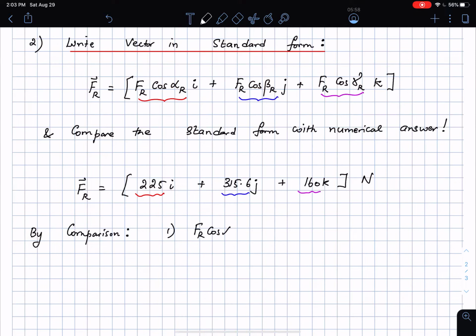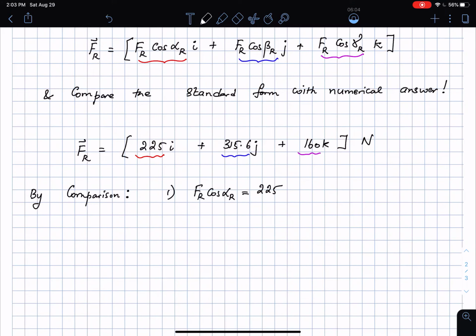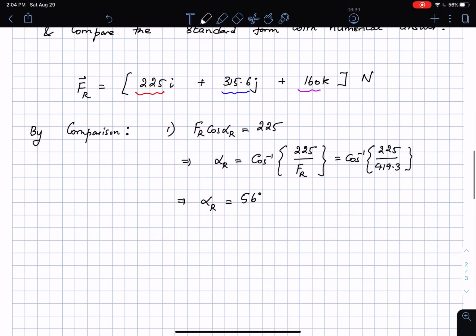Fr cosine of alpha r is equal to 225, which tells me that alpha r is equal to cosine inverse of 225 divided by Fr, which is cosine inverse of 225 divided by 419.3, and so alpha r, after I do the crunching, is going to end up being approximately 56 degrees. Okay, so that's the first answer.